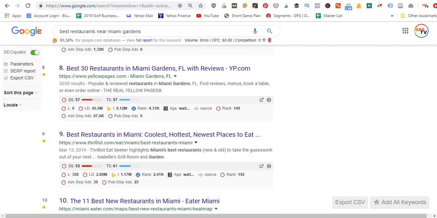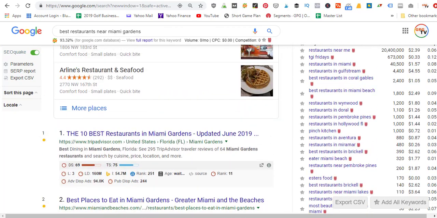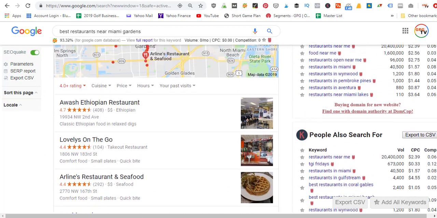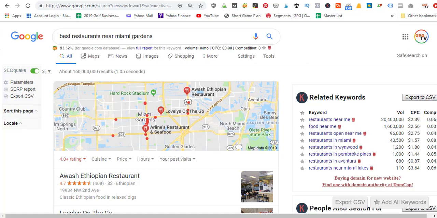You might be able to outrank these if you were to write a blog post talking about the best restaurants near Miami Gardens. People might come across your article, then they'll click on it, they'll go to your website, read your article, and then they'll be like, all right, so what's this website about? They'll be curious what website they clicked onto, and that's where they'll start learning that you're a real estate agent, and that's one way to get traffic to your website, going after these low competition keywords.